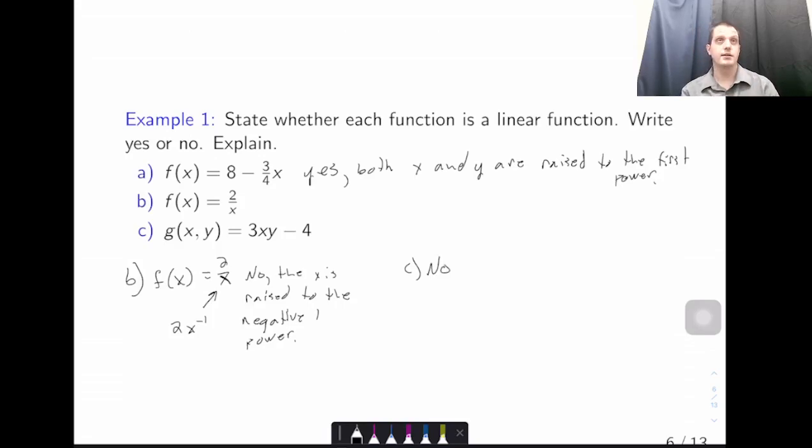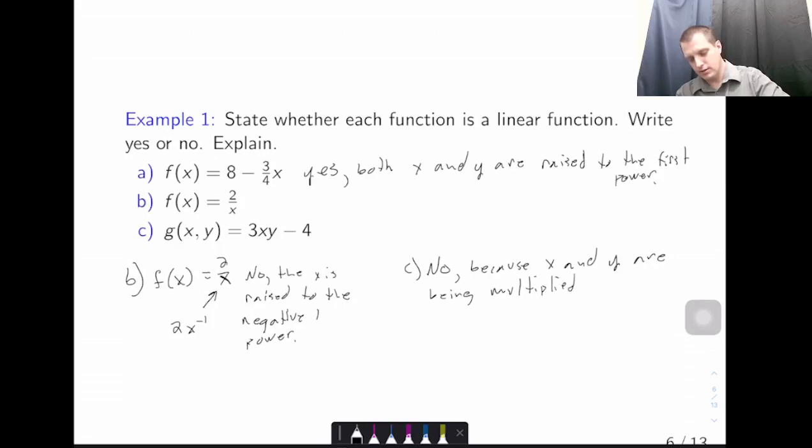Even though this doesn't fall under what we had said earlier, it is one of those special cases. It's going to be no because x and y are being multiplied together. With our linear equations, x and y aren't ever being multiplied together. So that's why that one is not a function. So in this case, just a was a function.